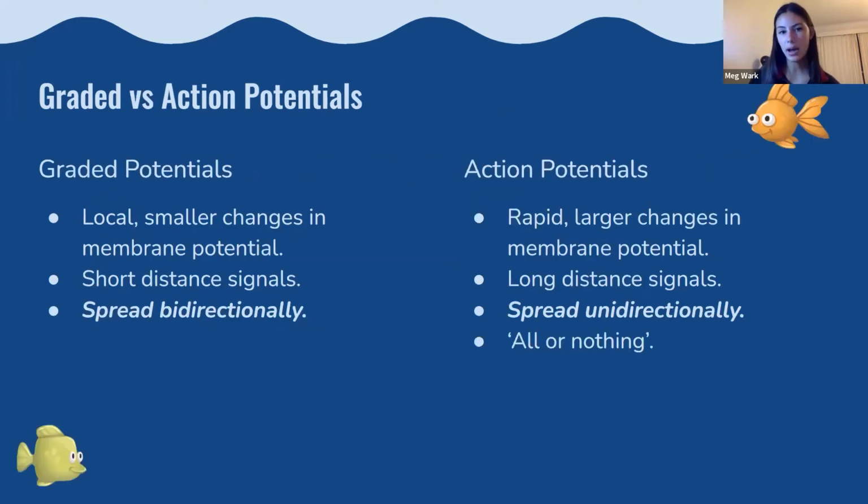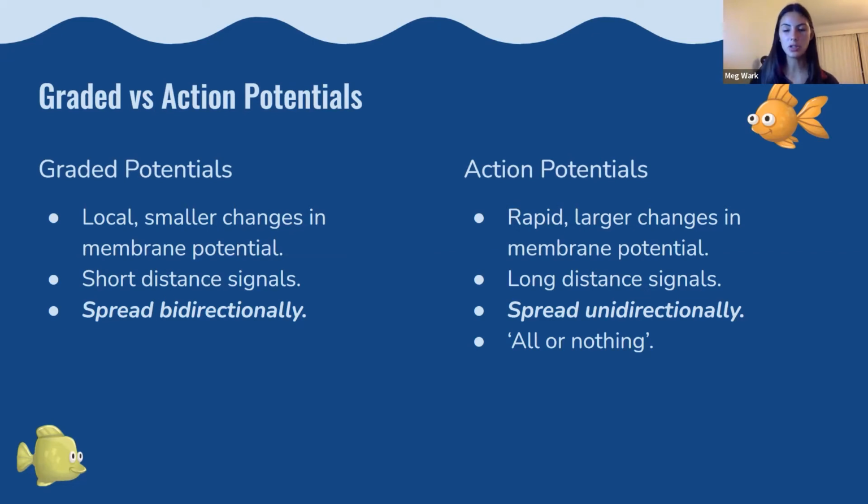So just a little comparison between the two. Graded potentials are local, smaller changes in membrane potential. They're short distance signals and they spread bidirectionally, or if you imagine the site of the graded potential in the center here, the signals will travel both ways down a neuron.